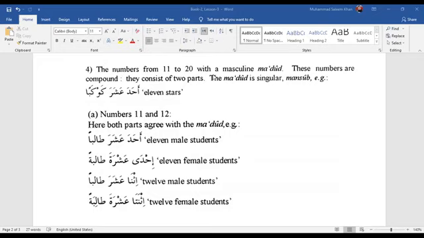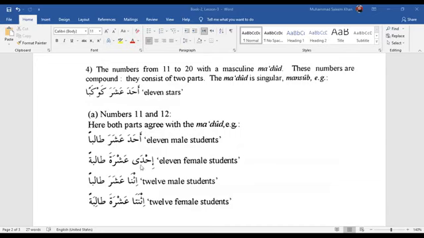Similarly, when we talk about mansub and majroor, the sound will be aini. Kitabani, kitabaini. Qalamani, qalamaini, right? And similarly here, instead of wahidun, the word that is used here is ahada for masculine. So if you want to say 11 students, you will say ahada ashara taliban, 11 male students. Instead of wahidun, the Arabs used ahada ashara taliban, 11 students.